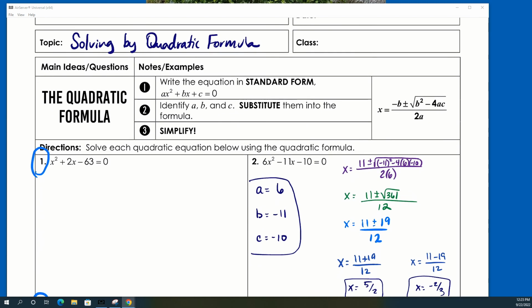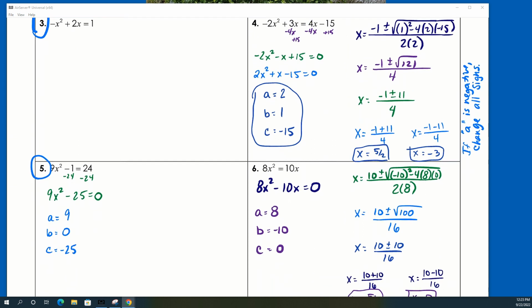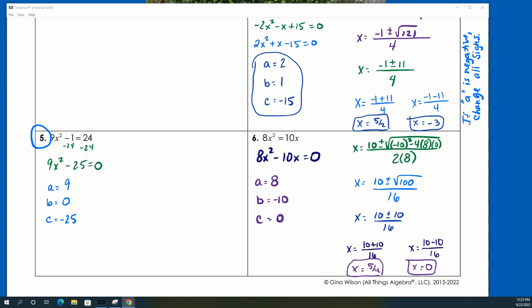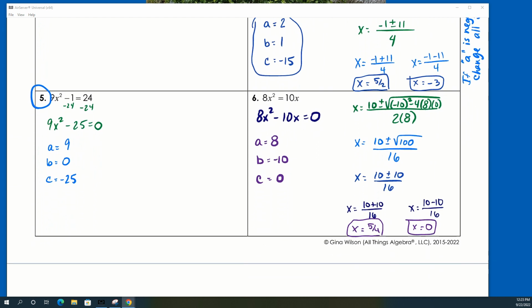All right, so we're going to keep working with the quadratic formula, but the ones that we do today aren't going to come out so pretty. They won't be perfect squares underneath the square root. You'll have to simplify the radicals, so it's going to be a little more challenging today.